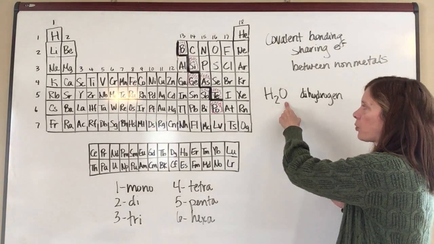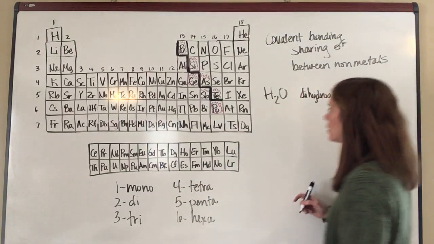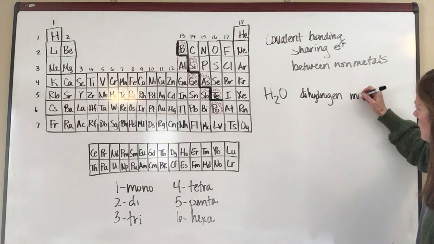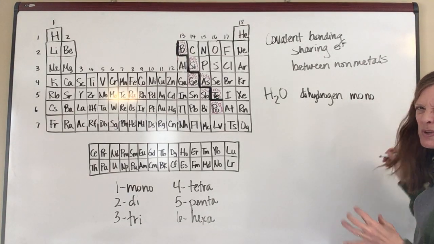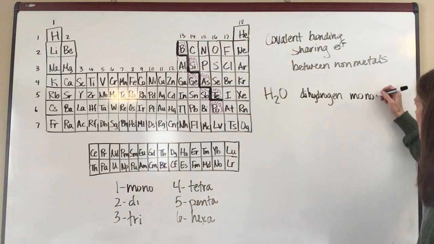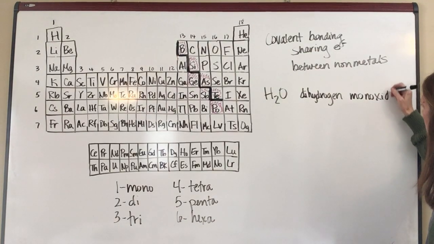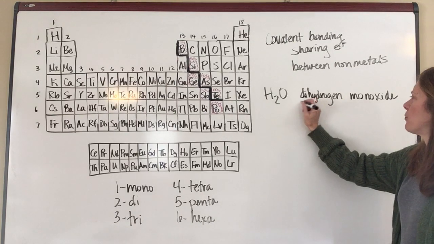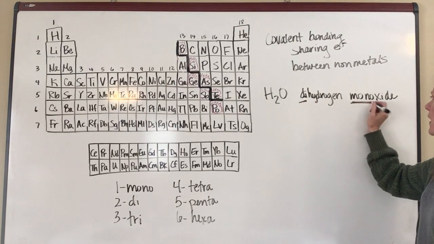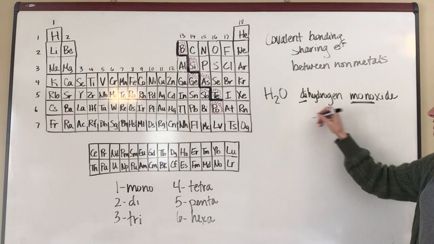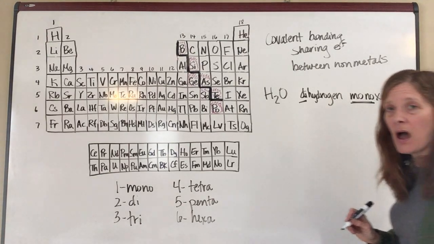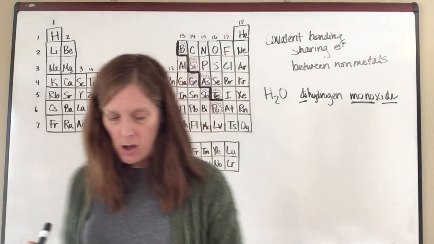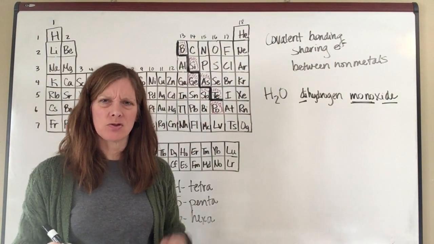So since I have 1 oxygen, I'm going to use mono. So I'm going to have mono oxide, except I don't want to say monooxide because that's hard to say. So it would be monoxide. So you've got your prefix on both of them, and this one is just the name of the element, and you have to put an IDE on the end of what you're naming. Hopefully that wasn't too complicated.